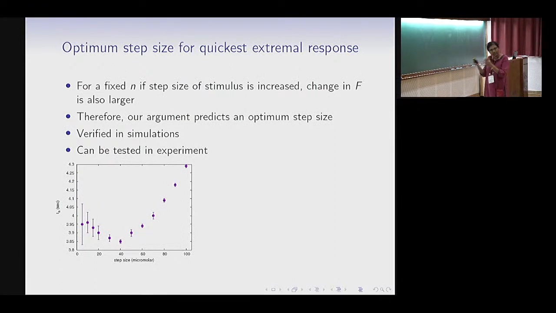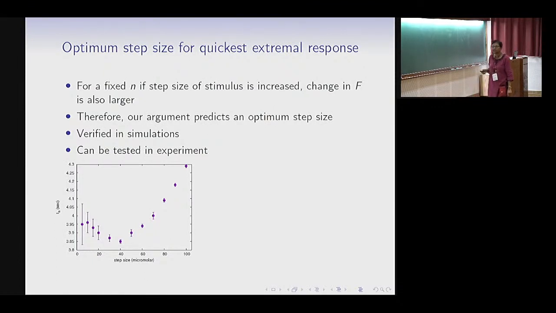However, there is an interesting outcome of this argument. Everything that I have said so far can be repeated if I just hold n fixed and play with the step size of the stimulus. I can say that for a fixed n, if I have a large step, then there will be a larger drop in free energy and one transition will remain blocked, everything goes through. So which means if I fix n and vary the step size of the stimulus, there is an optimum size of the step stimulus at which the extremal response is reached in the shortest possible time.